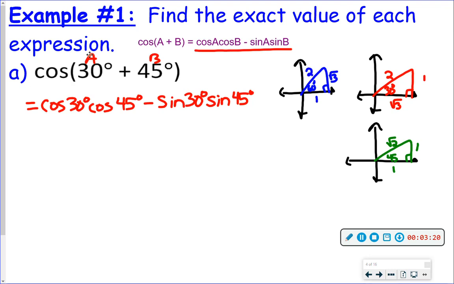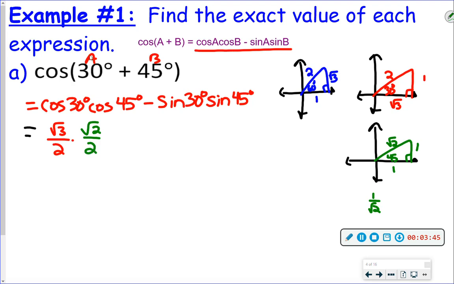Now I'm just going to go through and evaluate these different trig functions. So I'm going to start with cos of 30. I'm looking at the red triangle here, cosine, remember, adjacent over hypotenuse. So square root of 3, looking at the red triangle, over 2. Cos of 45, the green triangle, cosine, adjacent over hypotenuse. And of course you would rationalize that. That's going to be square root of 2 over 2.